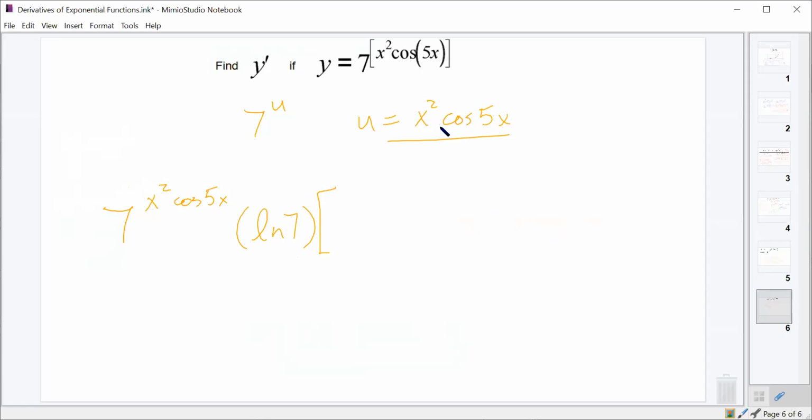So that's going to be x squared. And then what's the derivative of cosine 5x? Well, that's cosine v with v equal to 5x. So the derivative of that ought to be negative sine 5x times the derivative of 5x. So negative 5x squared sine 5x plus 2x, the derivative of x squared, cosine 5x. Good or no?